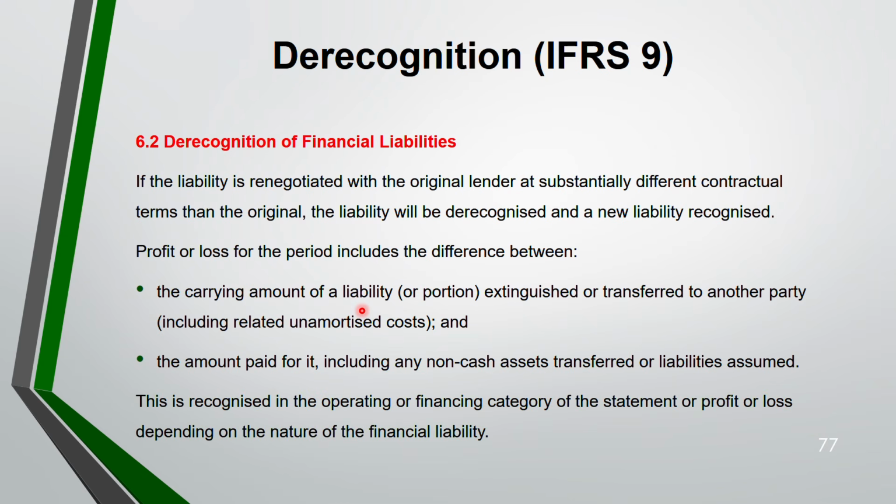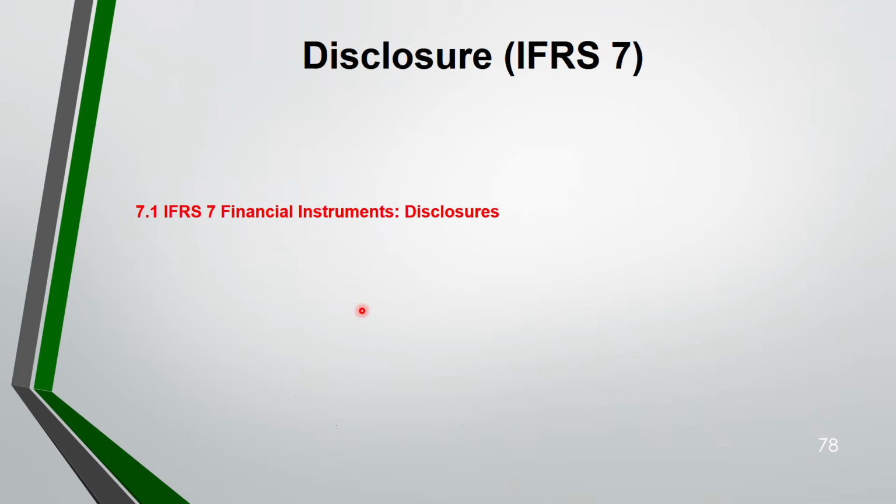This you will recognize in the operating or the financing category depending on the nature of the financial liability. Like the nature of the financial asset, this also they will give you in the exam. Now, move on to the third standard. So with this, we have finished IFRS 9 also.